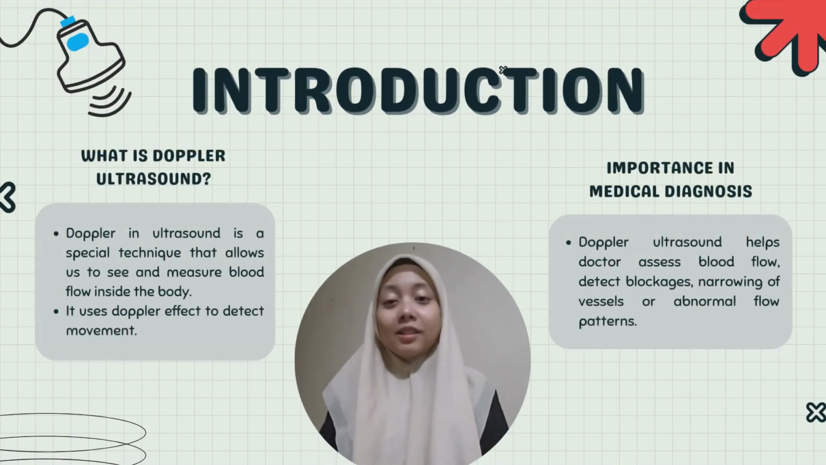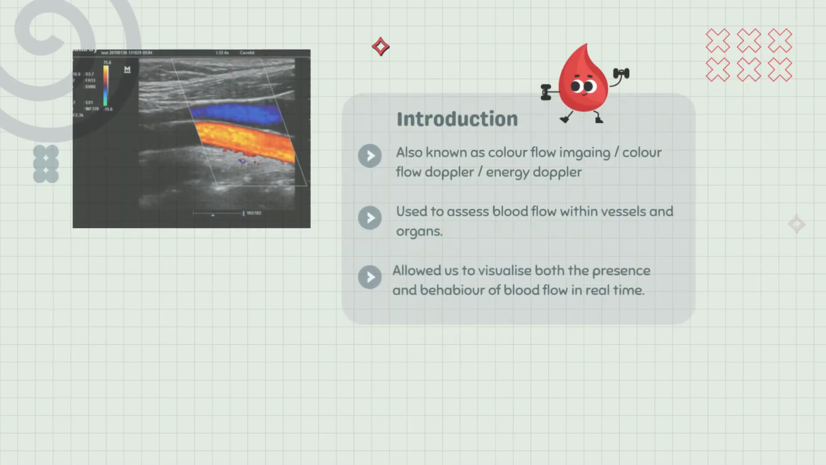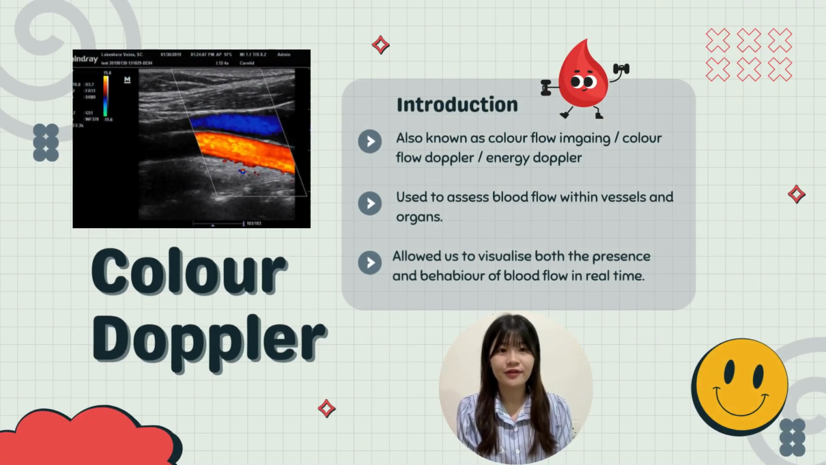Doppler in ultrasound is a special technique that allows us to see and measure blood flow inside the body. It uses the Doppler effect to detect movement of the blood cells. So what is the importance? The importance of Doppler ultrasound is that it helps to assess the blood flow, detect blockages, narrowing of vessels, or abnormal flow patterns.